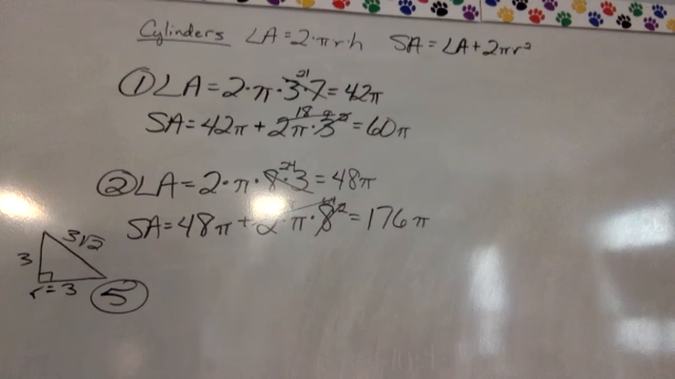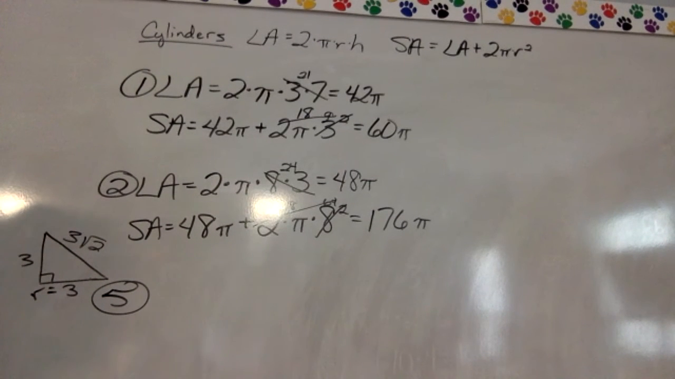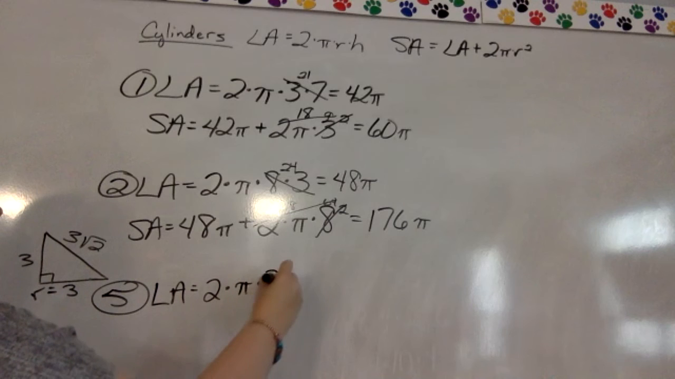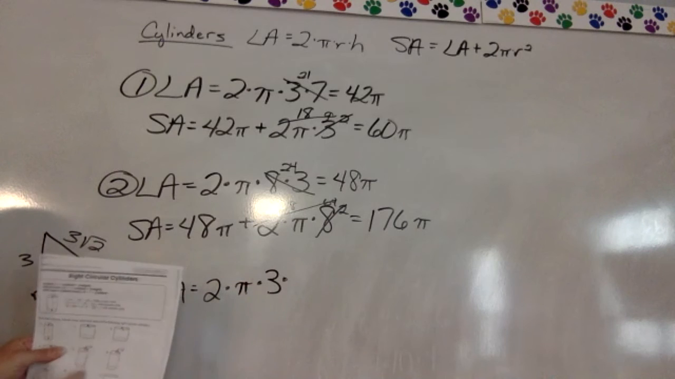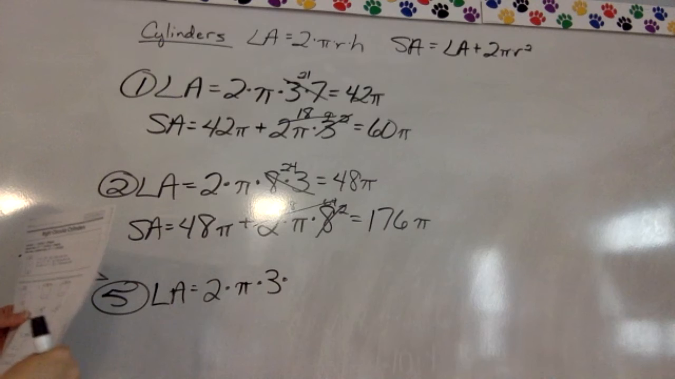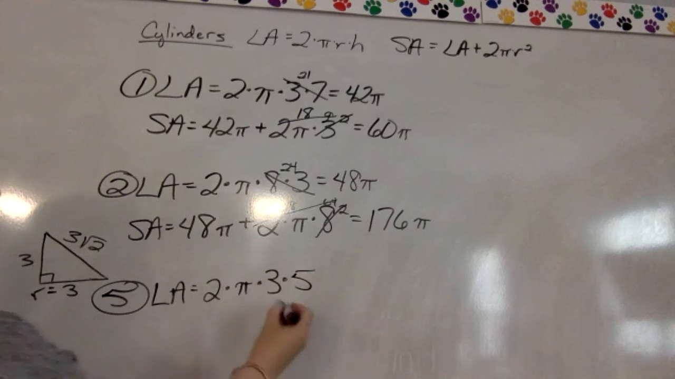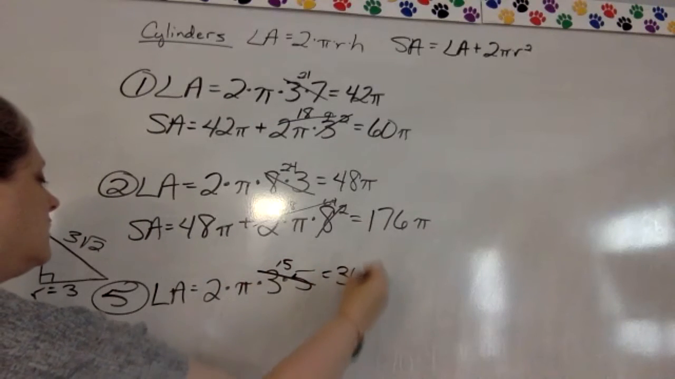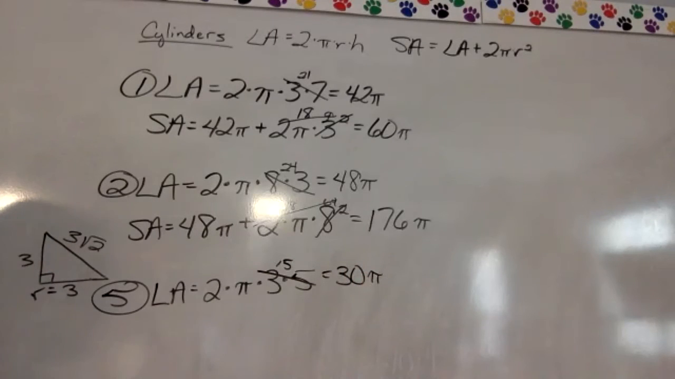Okay, and we talked about that yesterday when we were doing our volume. So on number 5, for my lateral area, I have 2 times pi times the radius, which is 3, times my height of my cylinder, which is 5. So 3 times 5 is 15, times 2 is 30 pi. Okay?